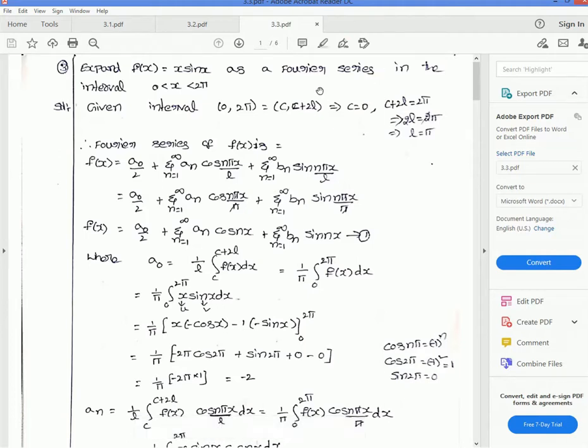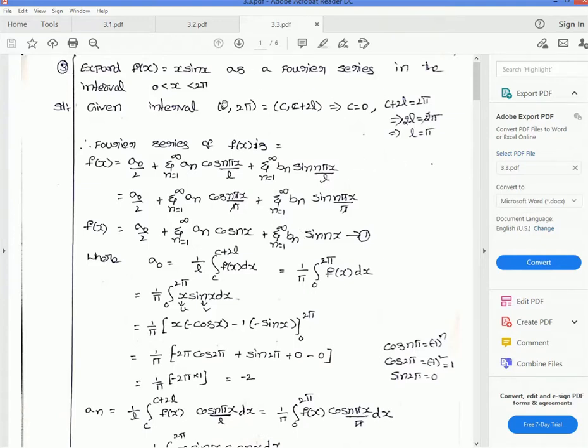Continue. Second problem: expand f(x) = x sin x as a Fourier series in the interval (0, 2π). Given the interval (0, 2π), the Fourier series is a0/2 + sum from n=1 to infinity of (an cos nx + bn sin nx). What is the a0 value? a0 = 1/π ∫ from 0 to 2π of f(x) dx, an = 1/π ∫ from 0 to 2π of f(x) cos nx dx, bn = 1/π ∫ from 0 to 2π of f(x) sin nx dx.